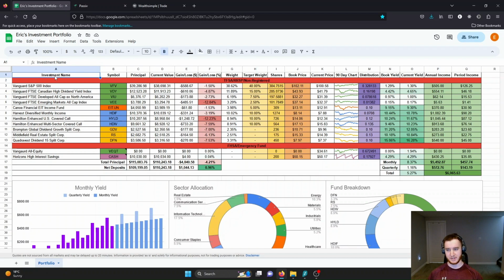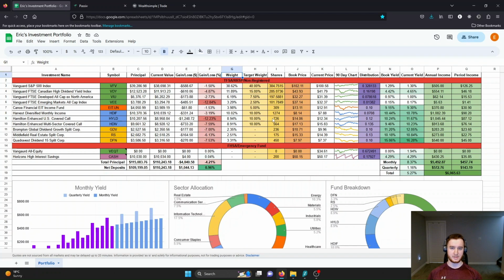The first column here is just the investment name. The second one is the symbol it trades on the TSX with. My principal, which is just the number of shares I have multiplied by the book price. The current value, which is the same thing, the shares, but instead multiplied by the current price. The gain or loss, so that's just comparing the current value to the principal in terms of a dollar amount as well as a percentage. And the percentage column is actually highlighted so I can see which funds are down the most or the least. So it's color coded, darker red for more of a loss, lighter red for less of a loss.